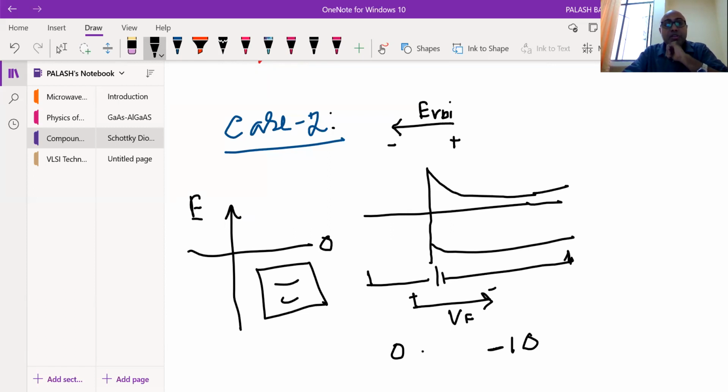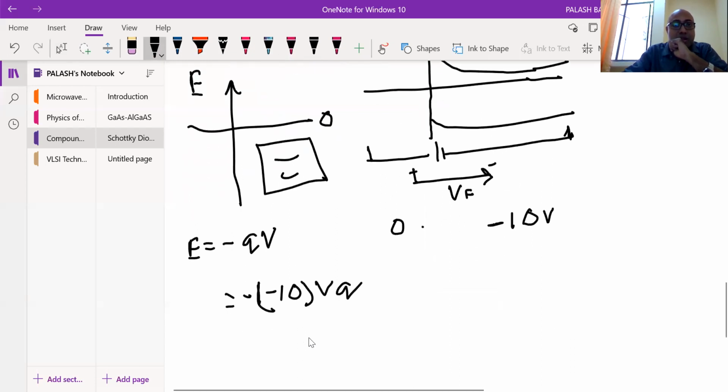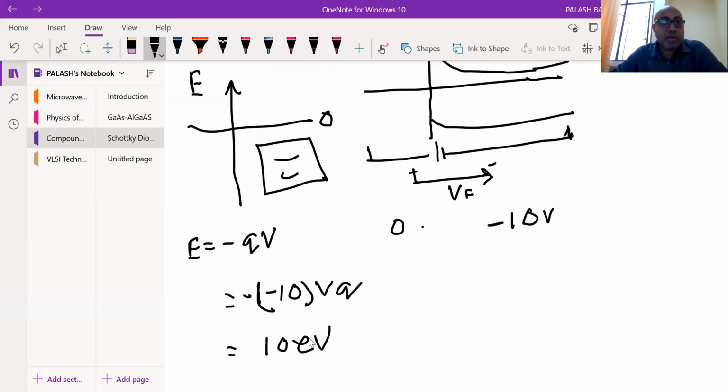Now if you are giving minus 10 volt, that is in voltage. What is there in the energy scale? Energy is equal to minus QV, correct? So in the energy scale, what are you getting? You are getting minus QV with minus 10 volt, so it is actually 10 electron volt, right? That's what you are getting.